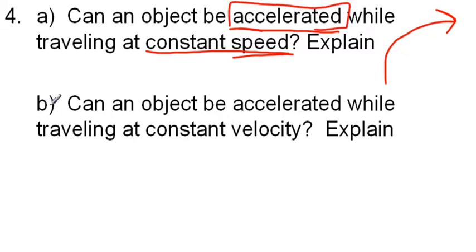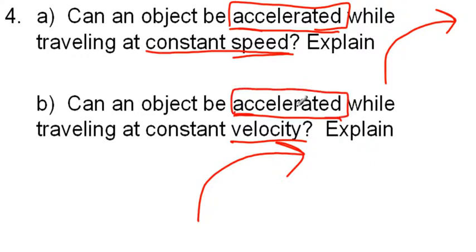Now for part B, can an object be accelerated while traveling at a constant velocity? In this case, velocity has a magnitude and a direction, and any acceleration will change the velocity. So if we use the same example of going around a corner, our velocity is changing as we go around the corner, even if we're going at the same speed, because our direction is changing. If our direction is changing, that means that we must have an acceleration.